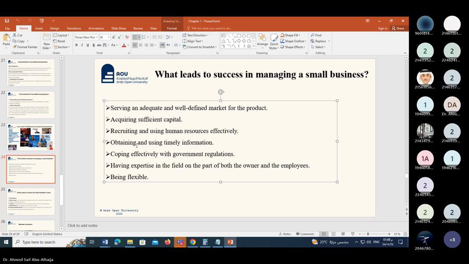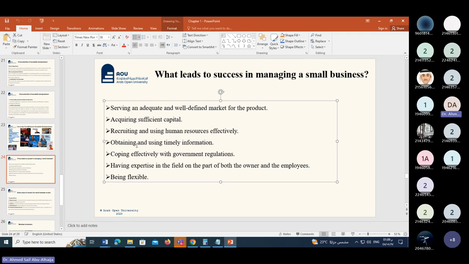Number five, coping effectively with the government regulations. Can you challenge the government? No. So you need to make sure that you comply with the regulations. About, for example, the CSR, about being green, about maybe protecting the customer's rights, and so on.